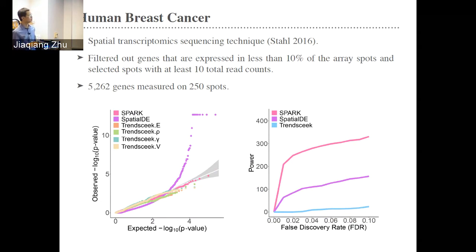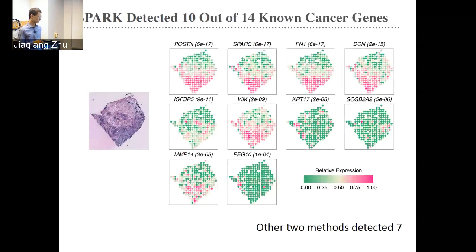And Sparkle identified 219. So the left panel is the H&E staining of the tissue, and the deep staining suggests the potential cancer regions. In the original paper, they listed 14 cancer genes, and Sparkle was able to detect 10 out of them, while other methods combined together can only detect 7.